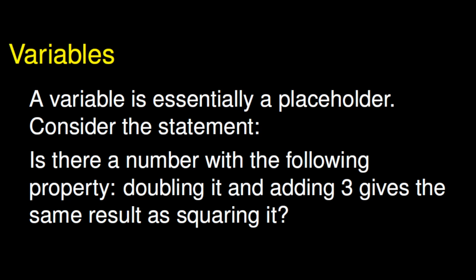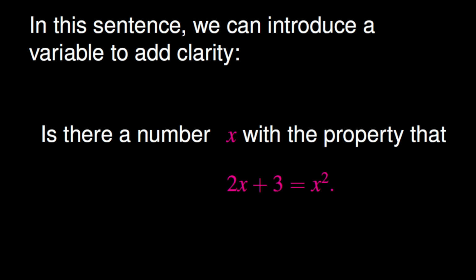Is there a number with the following property: doubling it and adding 3 gives the same result as squaring it? In this sentence, we can introduce a variable to replace the potentially ambiguous word, it. The advantage of using a variable is that it allows you to give a temporary name to what you are seeking so that you can perform concrete computations with it to help discover its possible values.